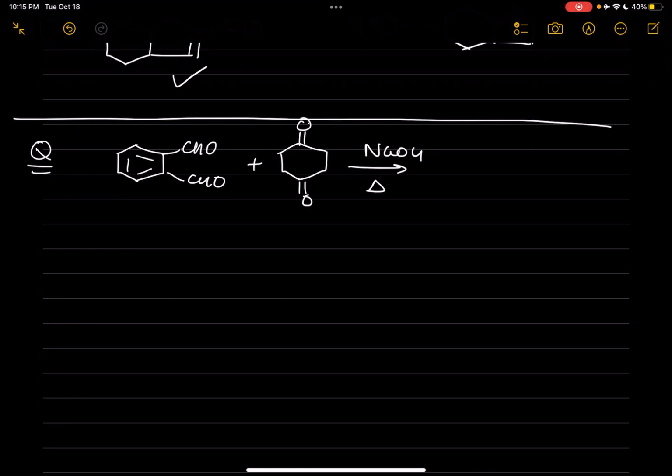Sir, how do I name this product? So look for the alpha hydrogen on the other side. This doesn't have any alpha hydrogen. There are alpha hydrogens on this. Actually it is aromatic, so it is very difficult to name. There is a special naming for such complex systems that is not in the syllabus.